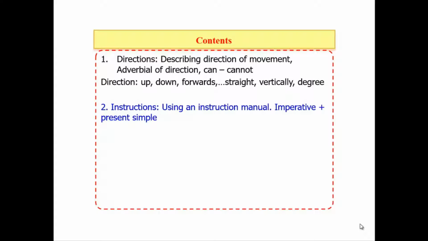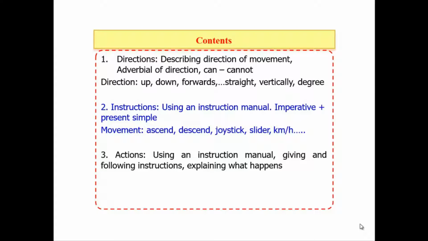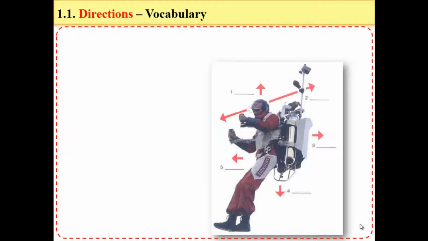And secondly, instructions using an instruction manual, imperative plus a present simple. Movement, ascent, descent, joystick, slider, kilometer per hour. Thirdly, actions using an instruction manual, giving and following instructions, explaining what happens. When close, movement, the driver, reverse. And we move on to the vocabulary.